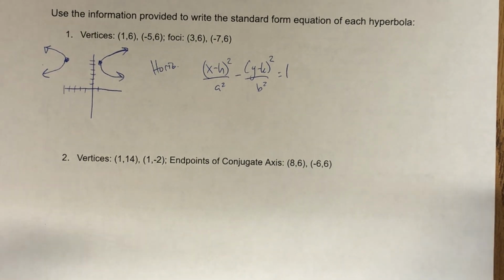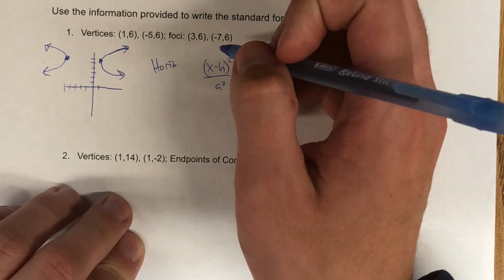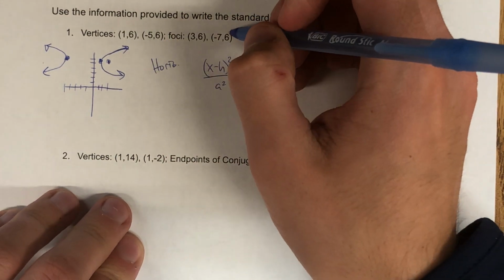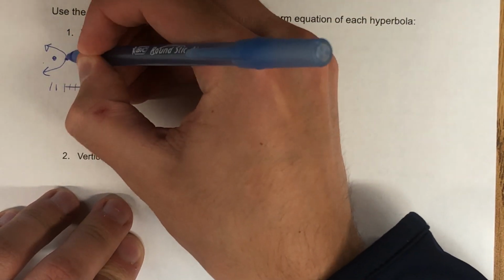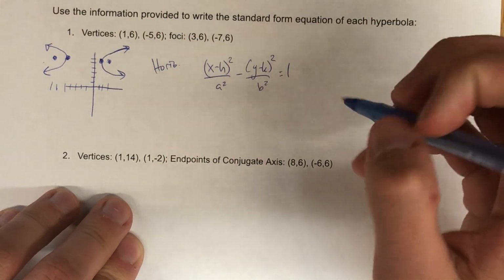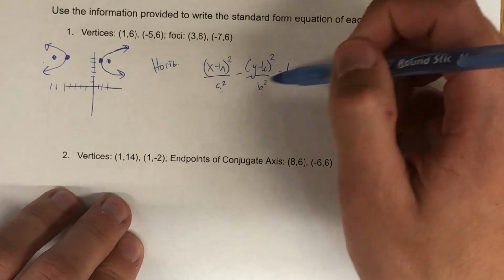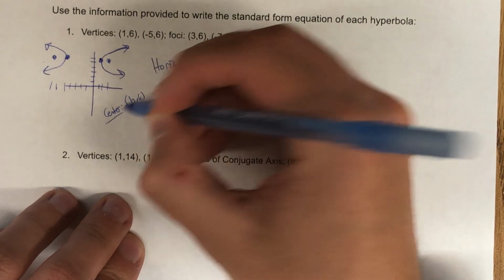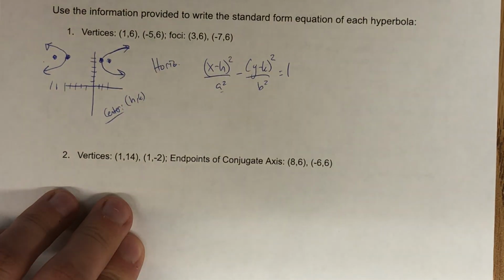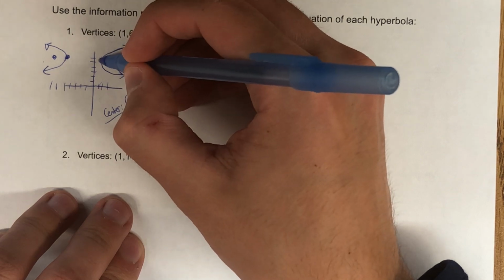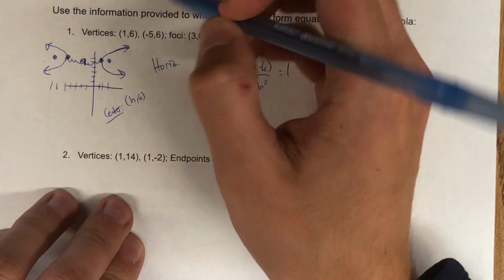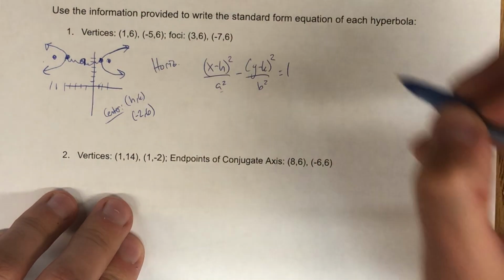We have foci at 3, 6 and negative 7, 6, right there. For us to figure this out, we need to know h, k, a squared and b squared. Remember, h, k is our center. To figure out the center, we need the point in between these two vertices. We have vertices at 1, 6 and negative 5, 6, so right in between would be negative 2. Our center is going to be at negative 2, 6.